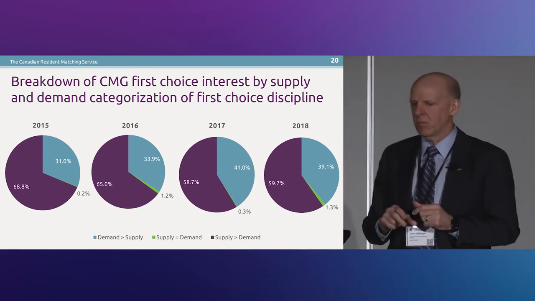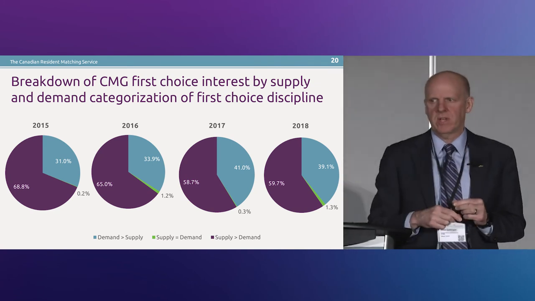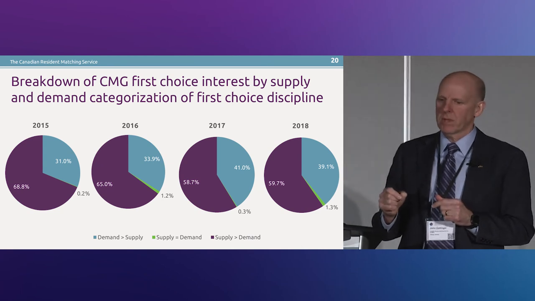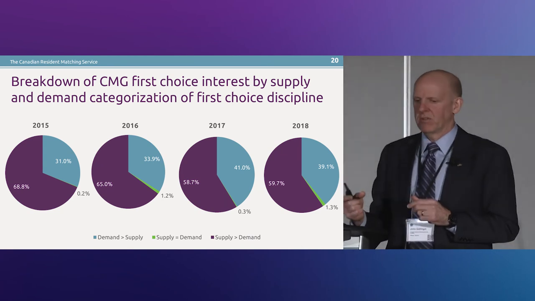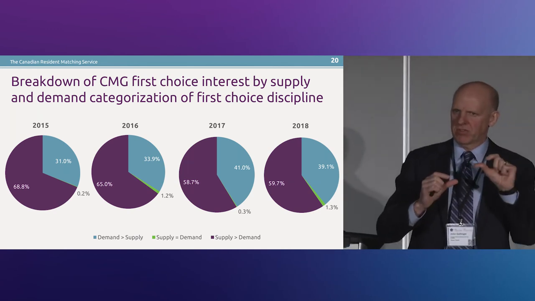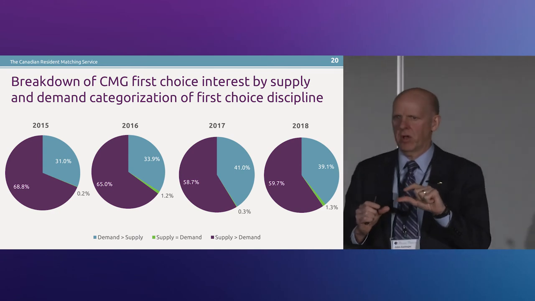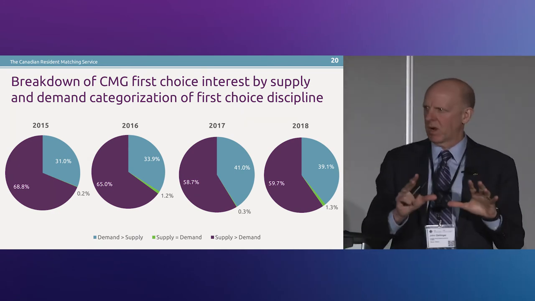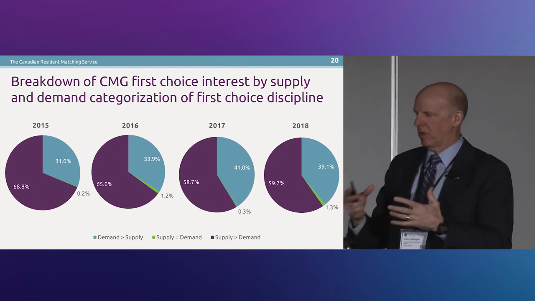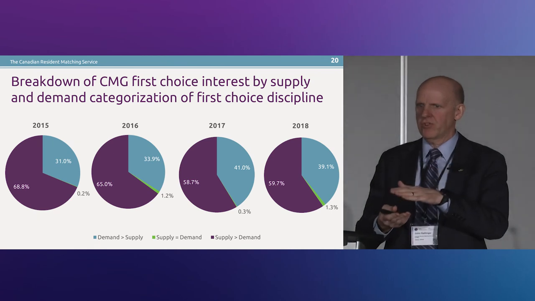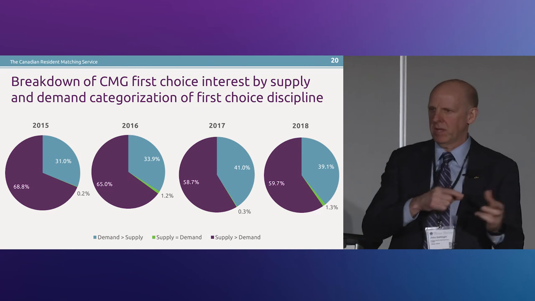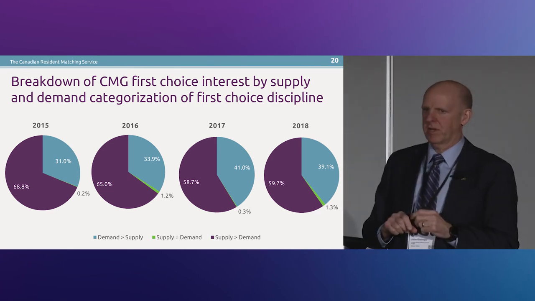Contrast that with 2018, where now it's 39% of CMGs choose a discipline that has more demand than supply. So that number has come up 8%. So not only do we have an issue where the ratio nationally is tighter, we also have a phenomenon where there is a shift towards the more high demand disciplines, generally speaking. Now, some of the math is you have a tighter ratio, so there's going to be generally more demand than supply than there had been previously, but this goes beyond that particular phenomenon.